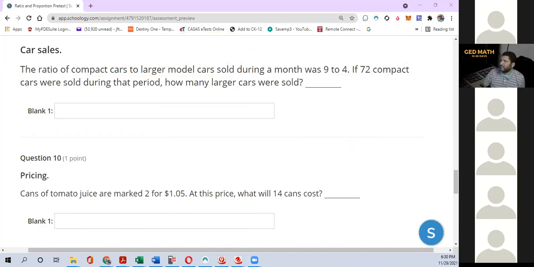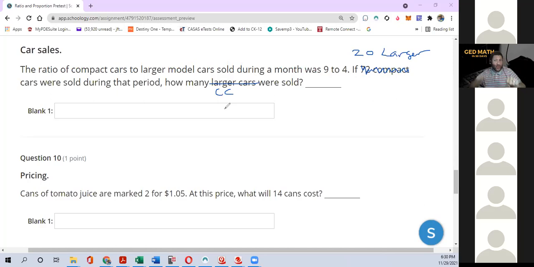Now, let me ask you a question. I'm gonna change this up a little bit. Instead of 72 compact cars, I'm gonna put 20 larger cars. How many compact cars were sold? How would we set that up?